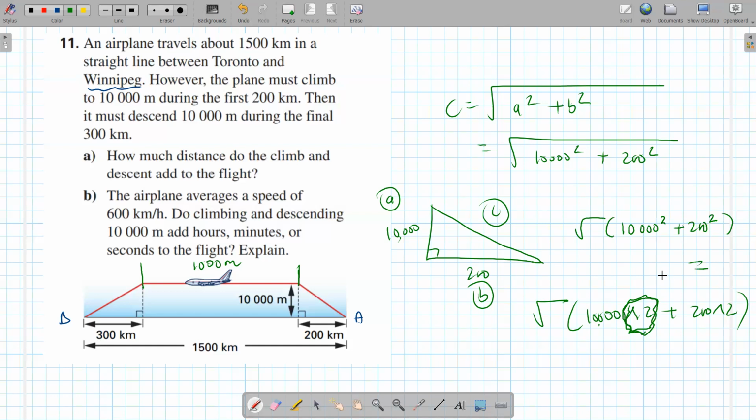Wait, did I have to add or subtract? You tell me, we're looking for C. When we're looking for C, you add. When we're looking for either A or B, you subtract.